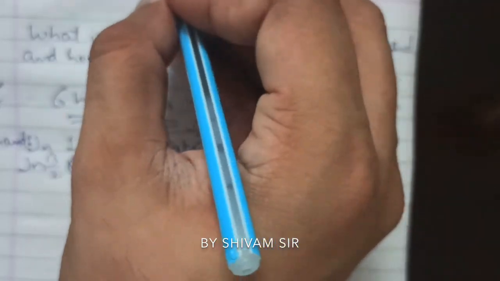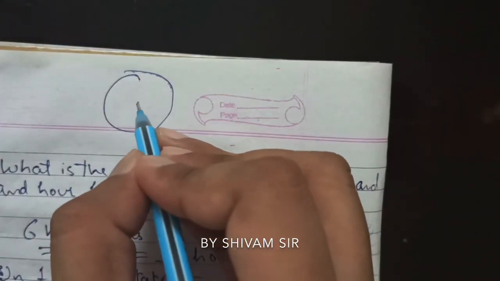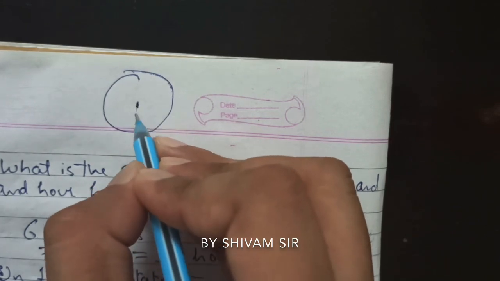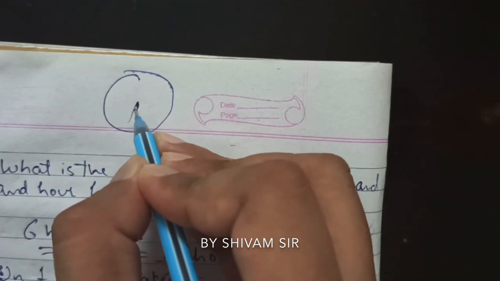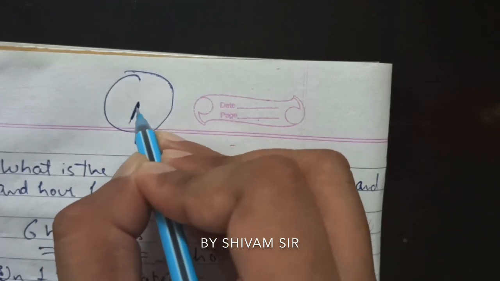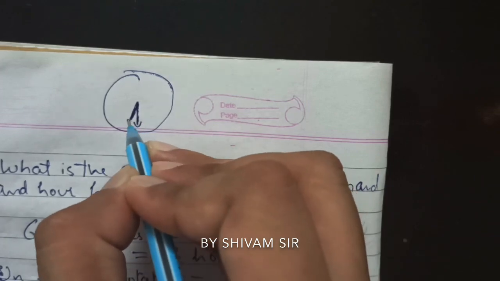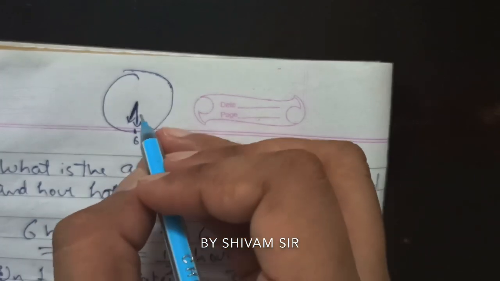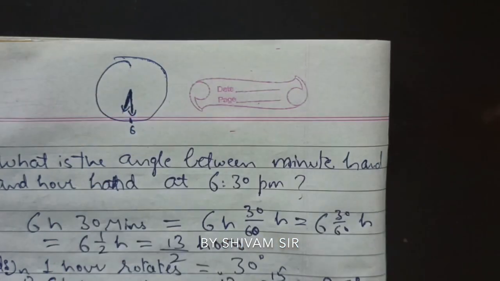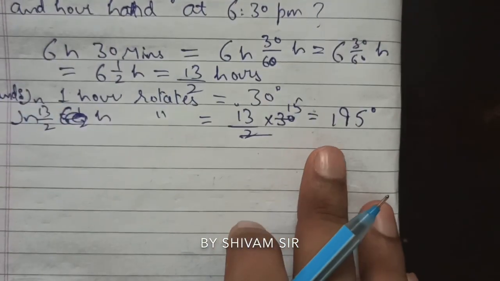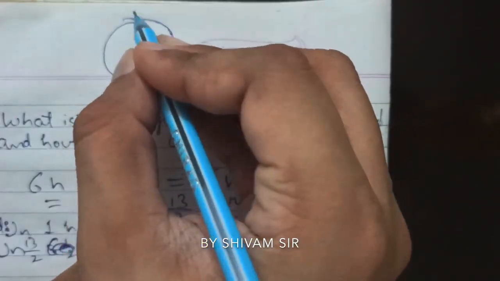At 6:30, if this is a clock, the hour hand will not be exactly at 6. It will be somewhere beyond that, somewhere here at 6:30. The minute hand will be here exactly at 6:30. So the clock will look somewhat like this. So the total angle will be 180 plus this one, right? So the total final rotation of the hour hand from the mean position, from 12 o'clock.